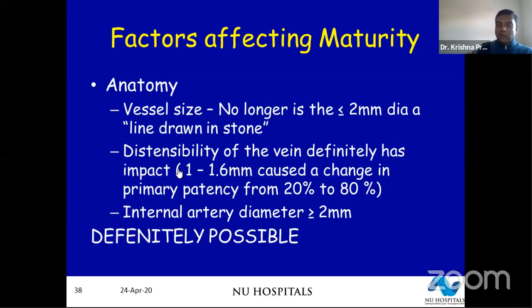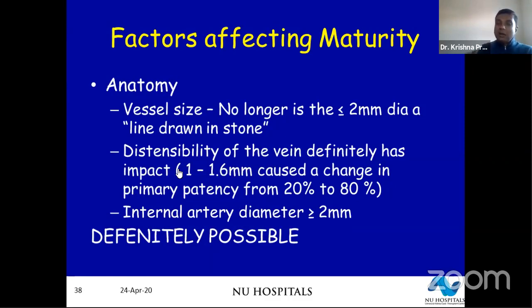Vessel sizes. A lot of us will always be wondering, what is the adequate or the correct vessel size where I need to create a fistula? The KDOQI in 2006 said anything which is more than 2.5 millimeter vein and 2 millimeter artery. If you look at the 2019 guidelines, this is not a dictum written in stone anymore. You can create fistulas in vessels which are smaller than 2 millimeters. It all depends on how well you understand the patient's anatomy.